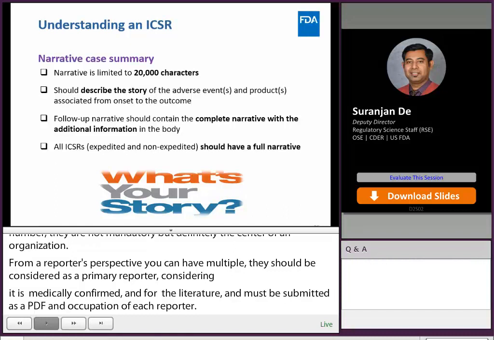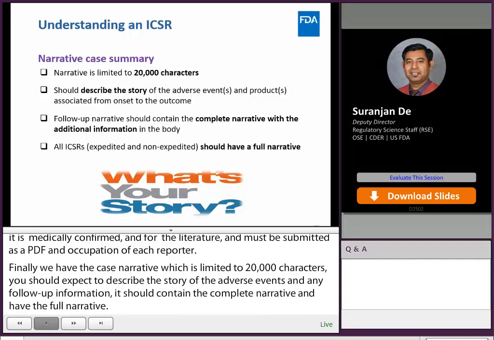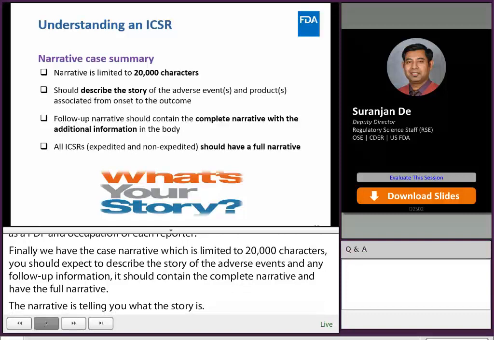Also, in the narrative you would write the story, you would talk about the adverse event that occurred, and there are structured fields where you would submit the adverse event, and make sure the adverse events are MedDRA coded adverse event terms.